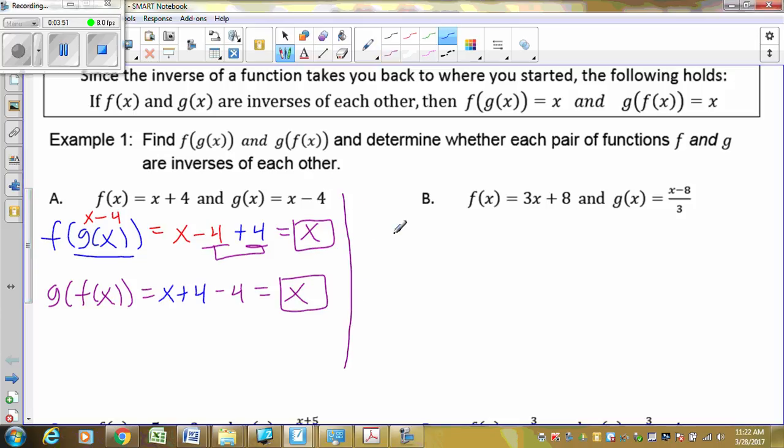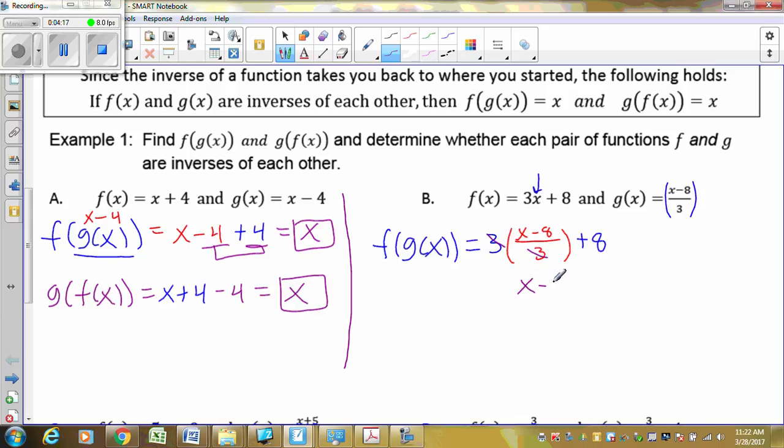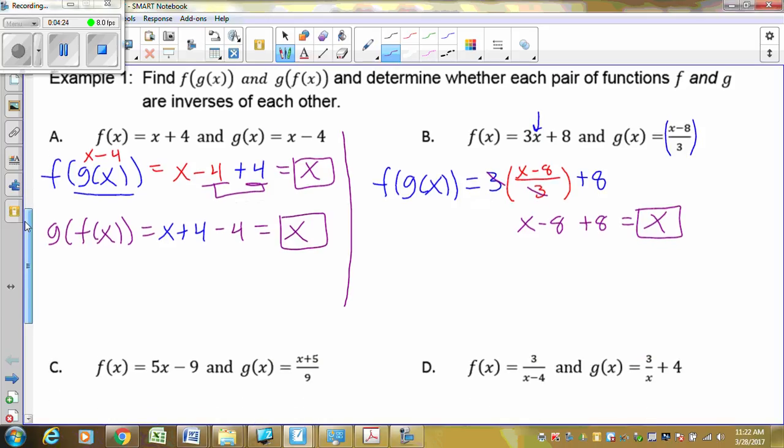Let's see, b right here. We're going to do f of g of x. Once again, we're going to take this whole thing and put it right here. So we're going to get 3, and then I'll do this in a different color, x minus 8 all over 3. And then we've got our plus 8 right here. So I substitute that in. You can see that the 3's are going to cancel. Then we're left with x minus 8, and you still have the plus 8, which then cancel out. It simplifies to x just like we saw on example A.